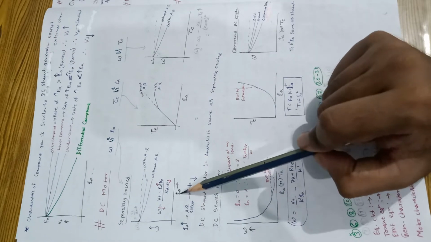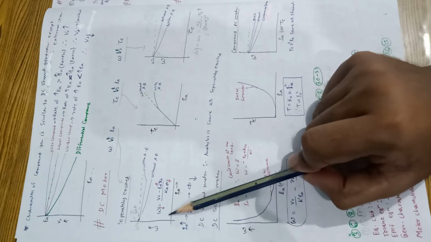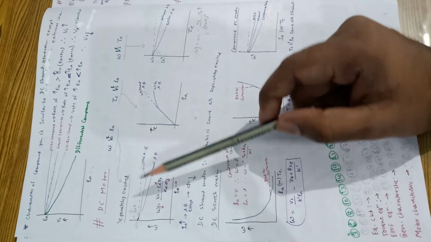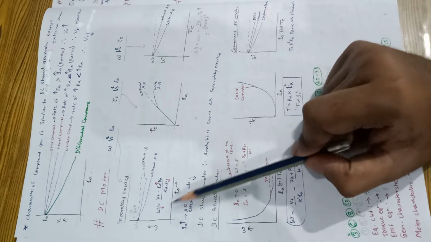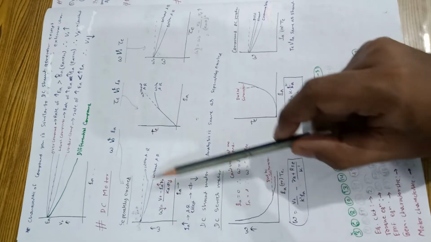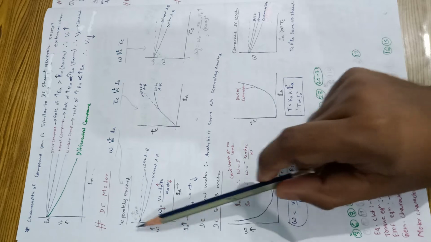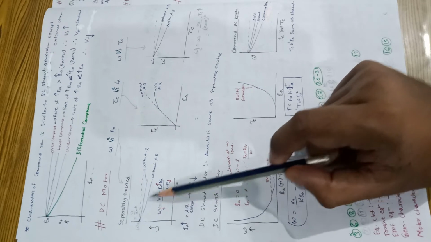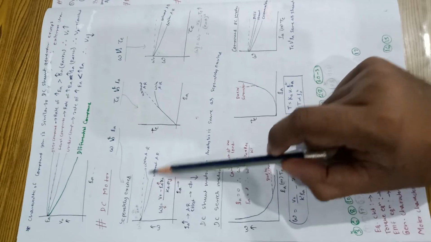Speed versus IA: with increase in load, obviously the speed will decrease. This is the very simple logic we have. With increasing load, the speed will decrease. So at zero load, speed will be rated, that is full speed, and with increasing load, speed is decreasing out here.